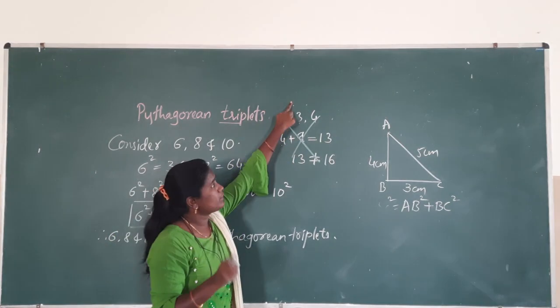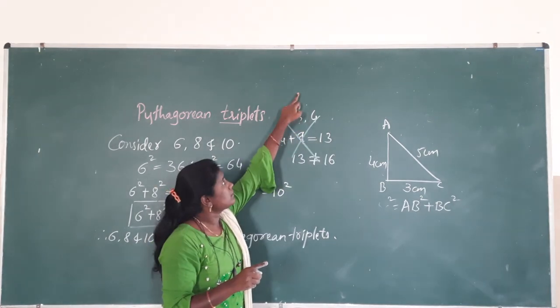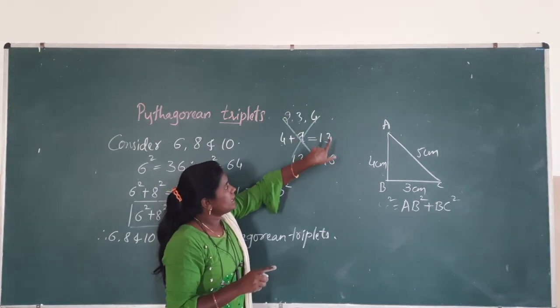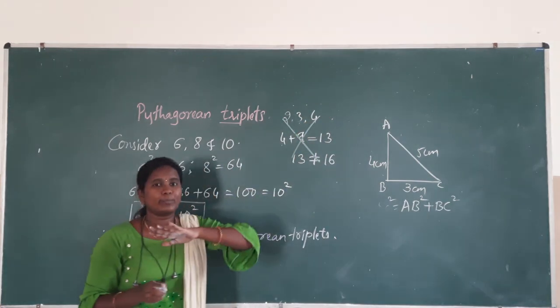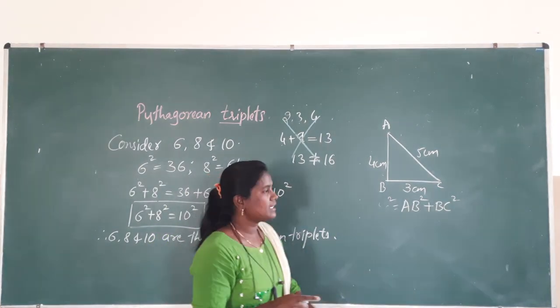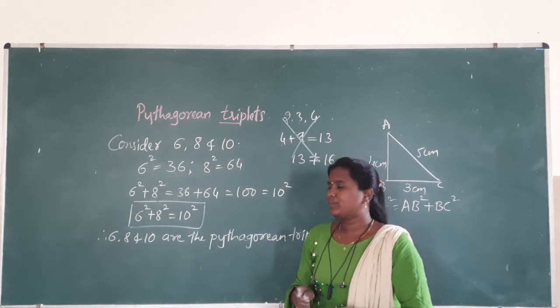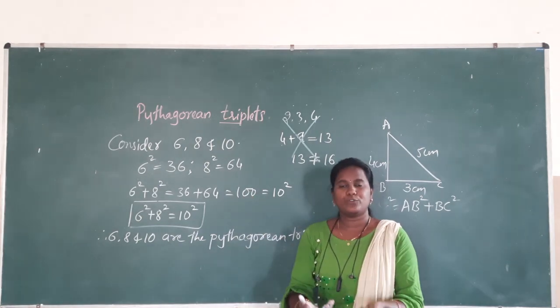2 square is 4, 3 square is 9, and the sum is 13. That 13 is not equal to the square of 4. Therefore, 2, 3, 4 are not Pythagorean triplets. Are you getting it? Some other numbers are there, you can go through those. This is how Pythagorean triplets are formed.